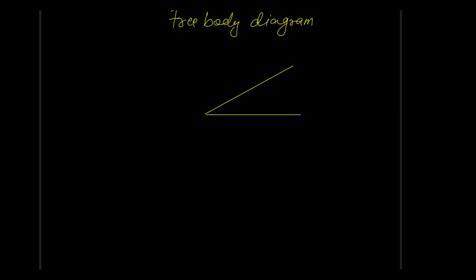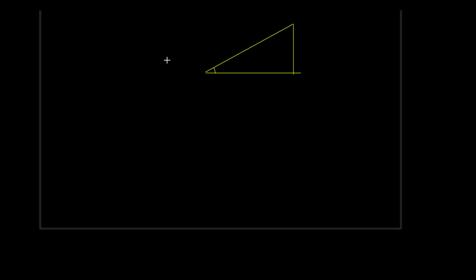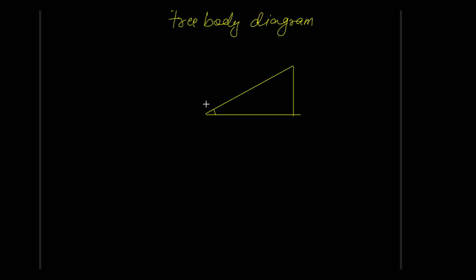Like this. So it is inclined. Consider this to be inclined by an angle of theta. Now we will consider a mass which is kept on this inclined plane. Say the mass is m. Now first of all, our job is to draw a free body diagram.